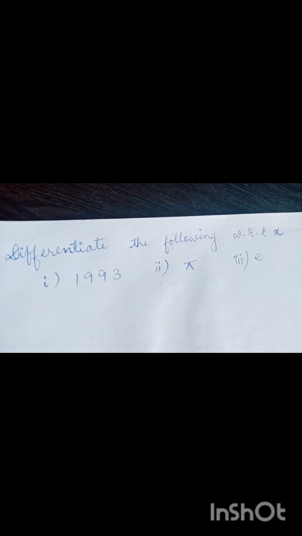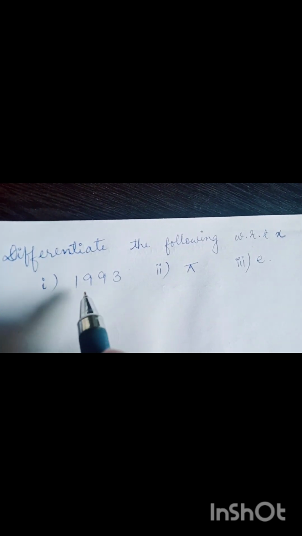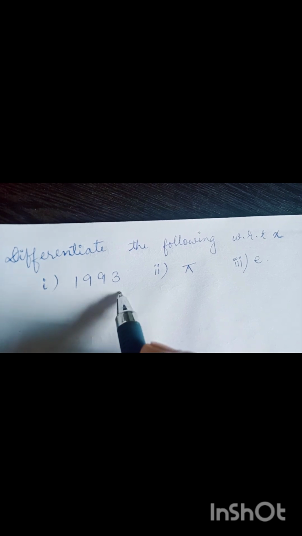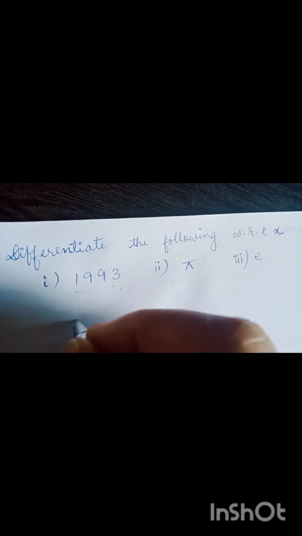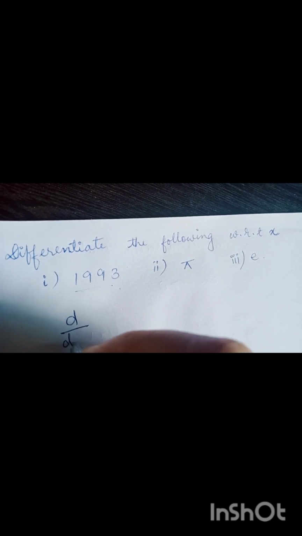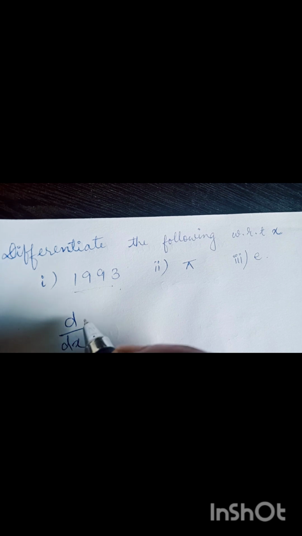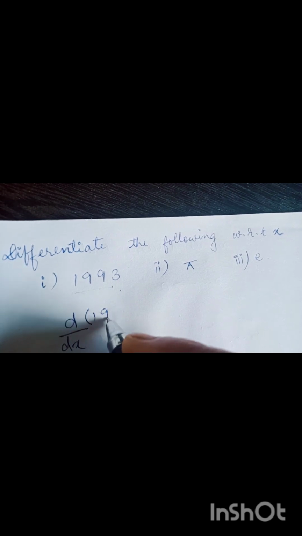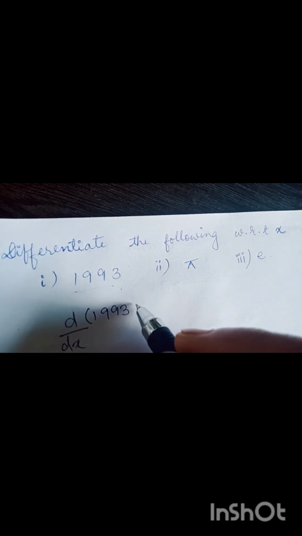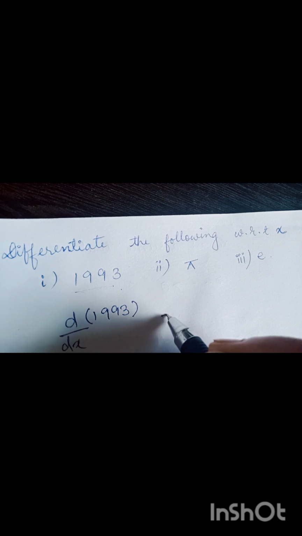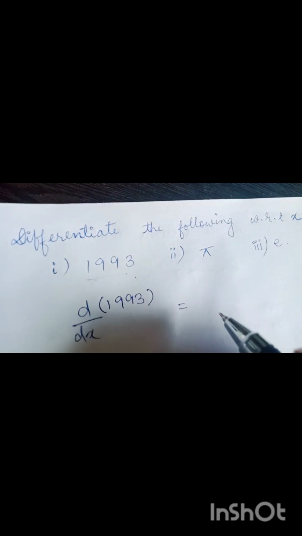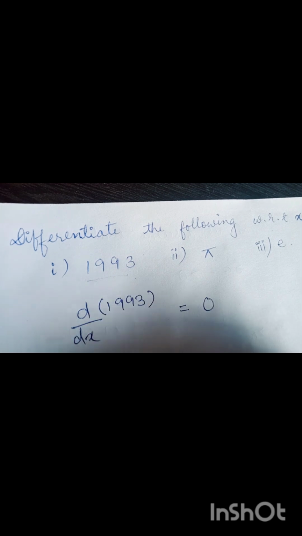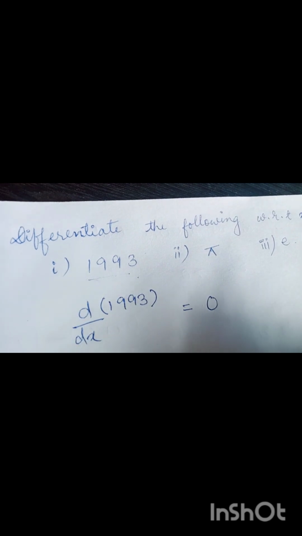So, what are the questions? 1993. We have to differentiate this number with respect to x. So, write in this manner: differentiation of 1993 with respect to x. It is a constant number. It doesn't vary with x. Therefore, differentiation of this number is 0.